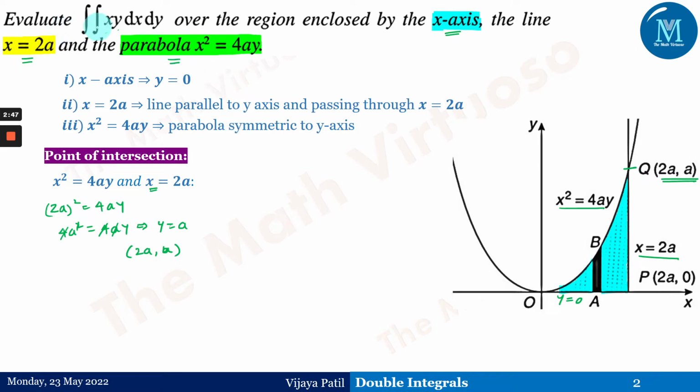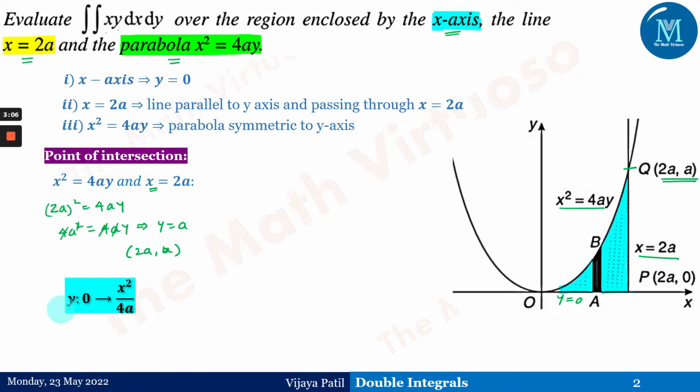Now the question is to evaluate this integral over the region. What would that region be? The region wherein all of them are coming together: y equals 0 is the x-axis, x equals 2a is the line, and x square equals 4ay is the parabola. So this is the region which we can go ahead with.